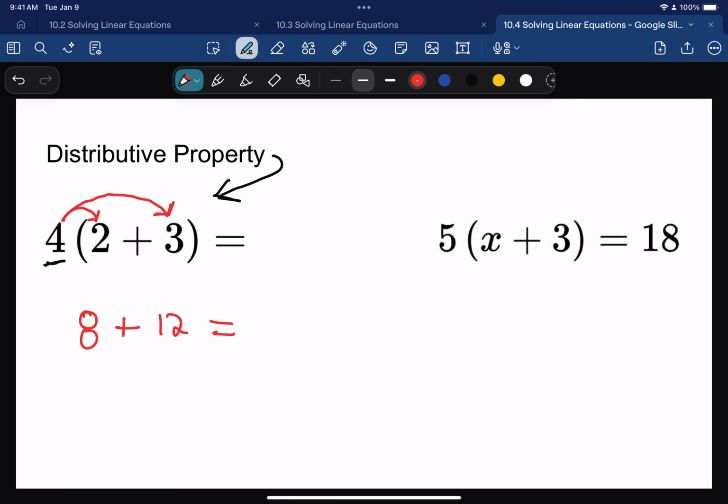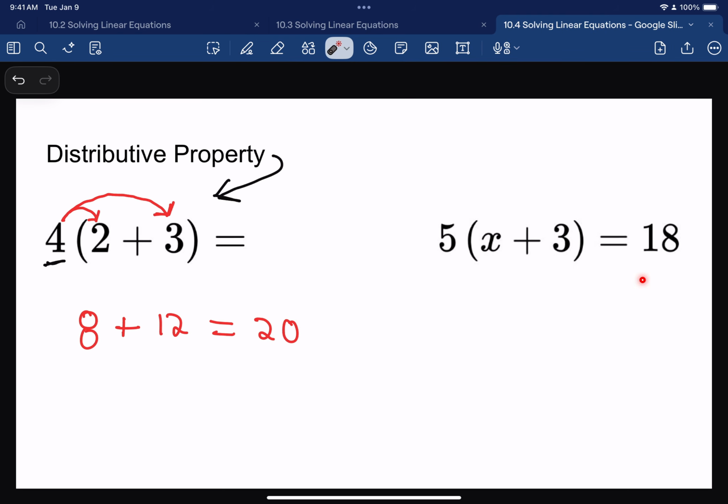And we get our answer of 20 again. So you can see that this is correct. This is the distributive property. So I took the 4 and I moved it inside of the brackets both ways. So over here on the right hand side, I have the distributive property with the variable.